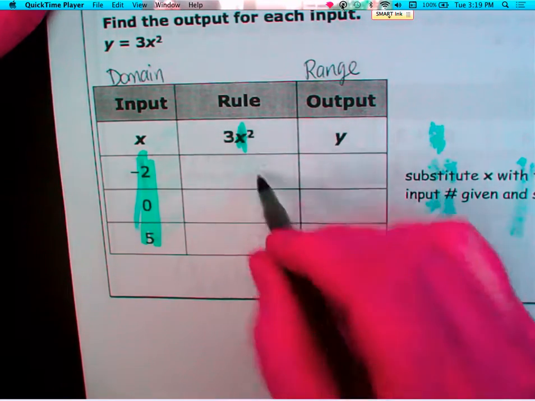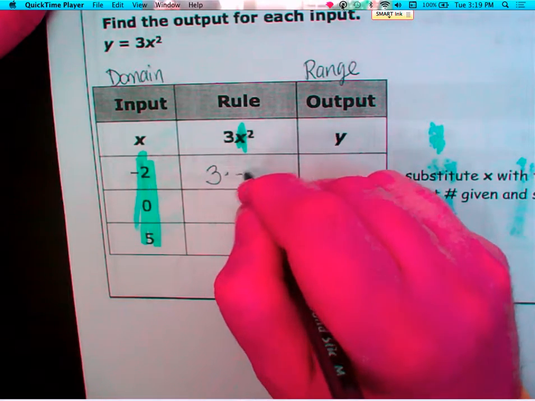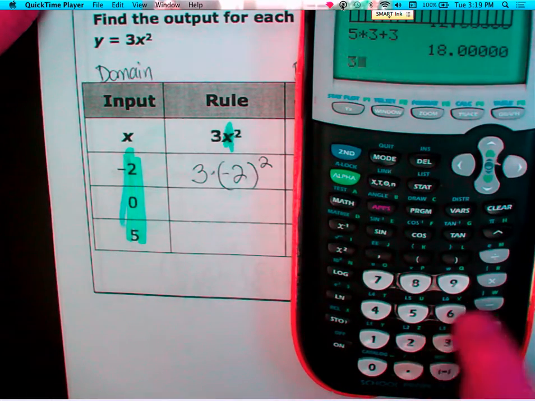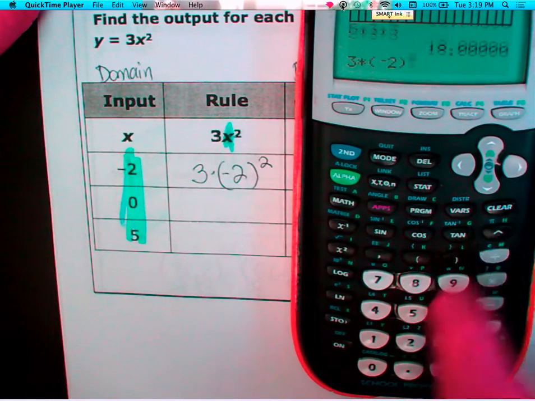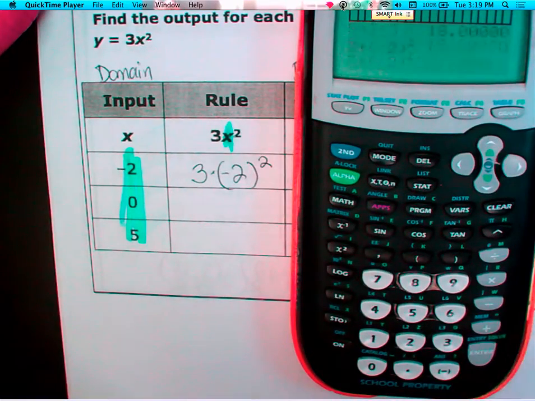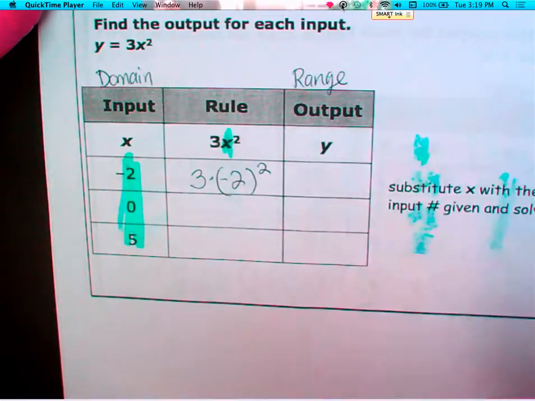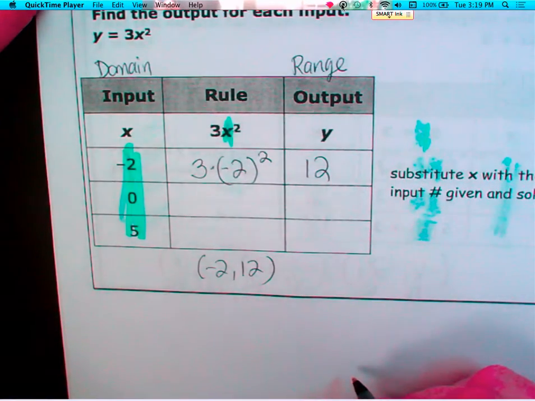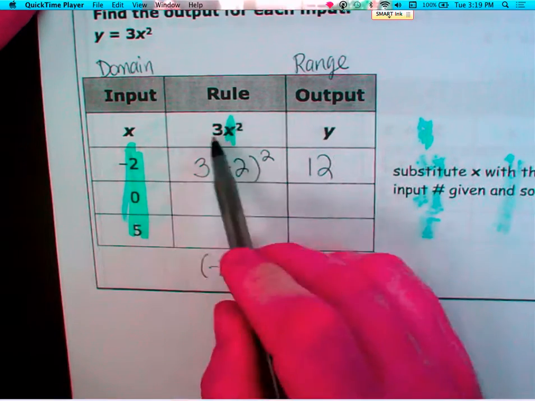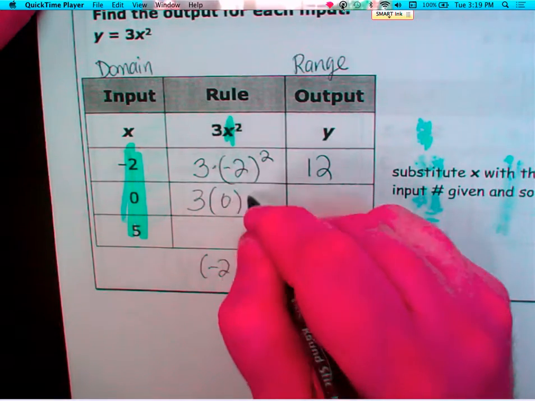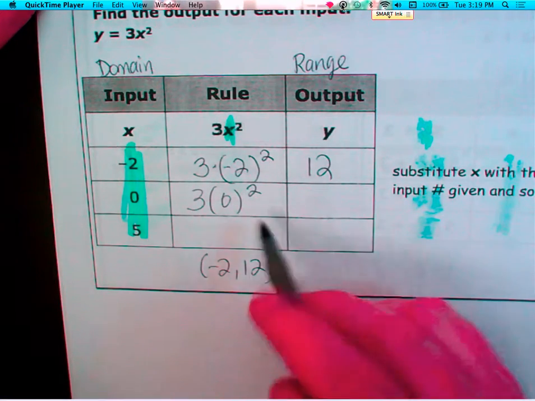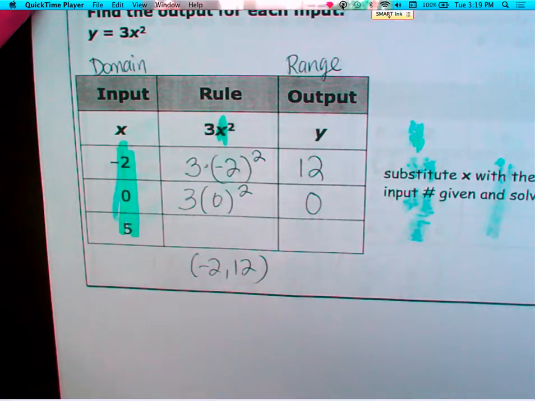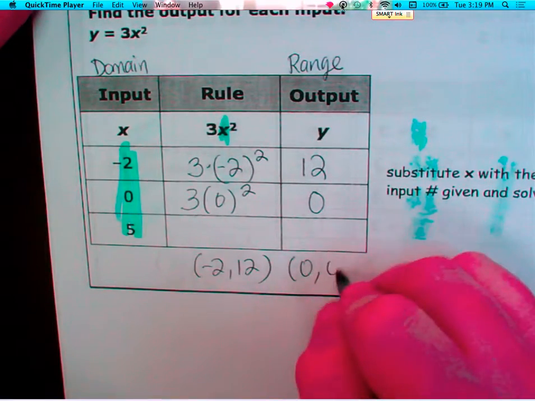When I call it -2, it's going to be 3 times -2 parentheses squared. Put that right on my calculator. 3 times parentheses -2 squared. Every time I got parentheses and a square, I got the parentheses around it. It gives me 12. So my output there is 12. So I got -2, 12. Do the next one when I call it 0. So it's going to be 3 times 0 squared. 3 times 0 is 0 squared. 0 times 0 is 0. So my ordered pair there is 0, 0.